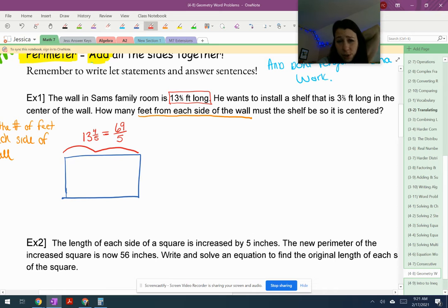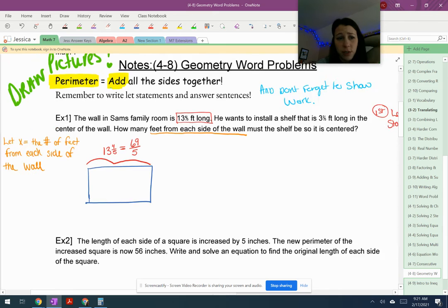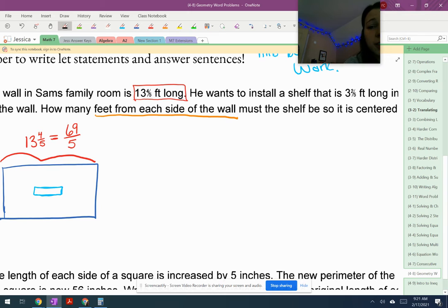And so what he wants to do is put a shelf in that is 3 2/5 feet long, but he wants it in the center. So that means that we're going to put a shelf in the center. We'll approximate that as the center. And we know that this shelf is 3 2/5 feet long, or we can convert that to an improper fraction: 5 times 3 is 15, 16, 17 over 5.